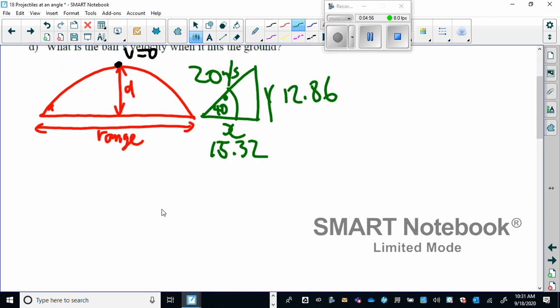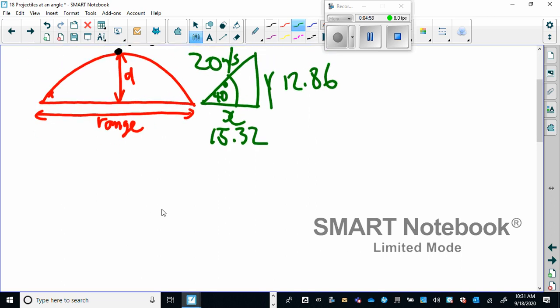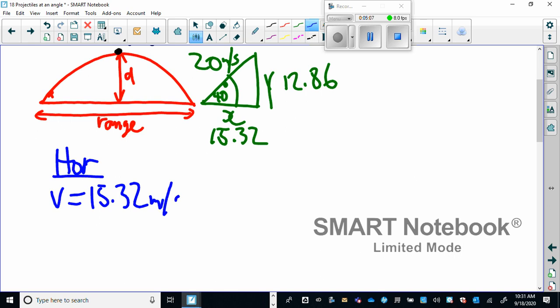Horizontal and vertical components. So horizontally, what do we have? We have the velocity. Do we have the time? No. Do we have the displacement? No.